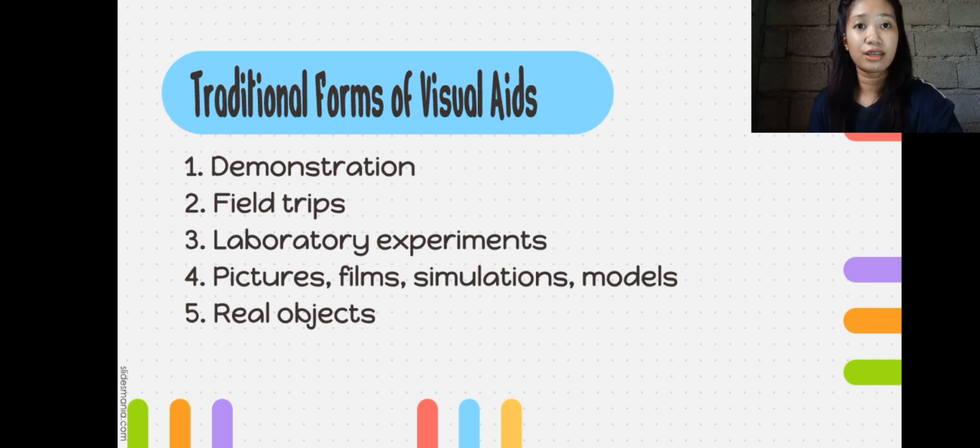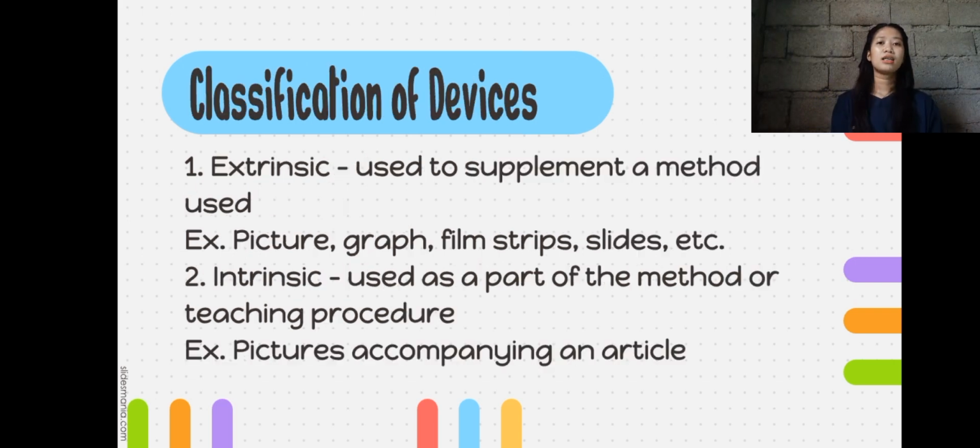Now, what are the classifications of devices? There are 4 classifications of devices, and these are extrinsic, intrinsic, material devices, and mental devices. Now, what is extrinsic? It is used to supplement a method used, for example, picture, graph, film strips, slides, and etc. Next is intrinsic, which is used as a part of the method or teaching procedure. Examples, picture accompanying an article.